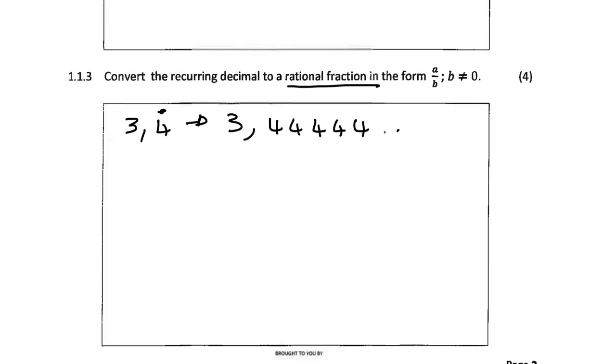I have done a video on how to do this, but now let's go through it together. You're going to let x be equal to whatever you have. So in this case, we have 3.44444 as x. We know this continues to infinity. And then what you do is multiply the x by 10. So it's going to be 10x here.